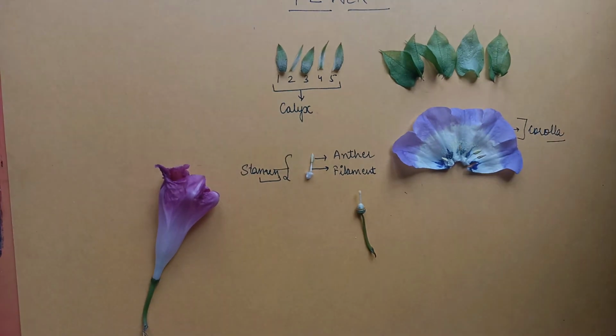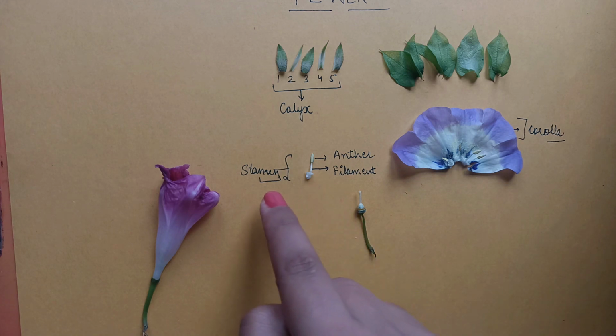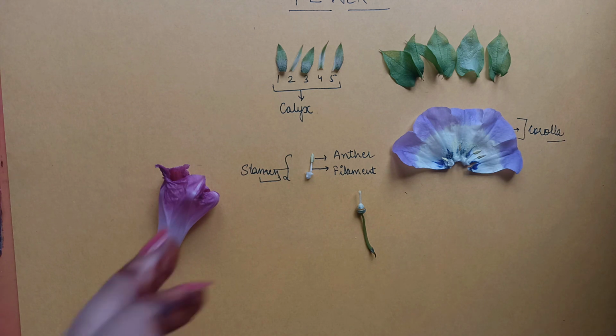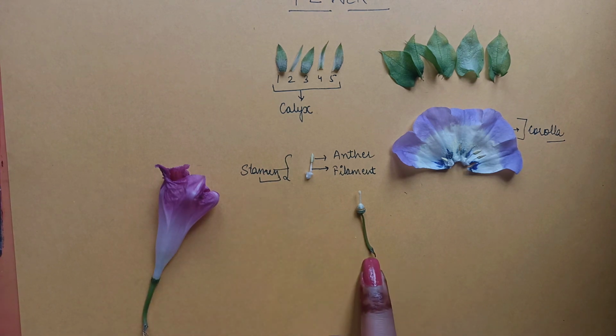And one more thing: your calyx and corolla together are the non-reproductive part, but your stamen and your carpel are the reproductive parts. The stamen is the male reproductive part and the carpel is the female reproductive part. So that's all. I hope the flower dissection and the topic of flower is clear to you.